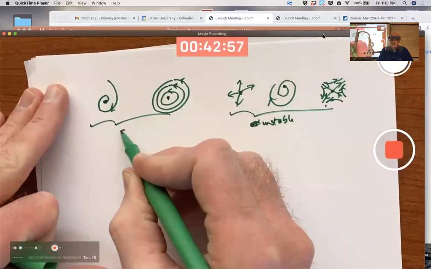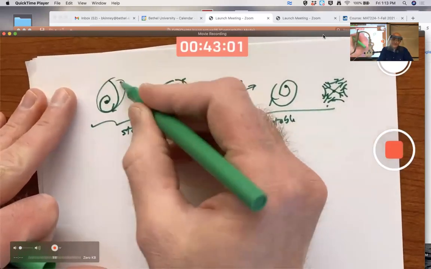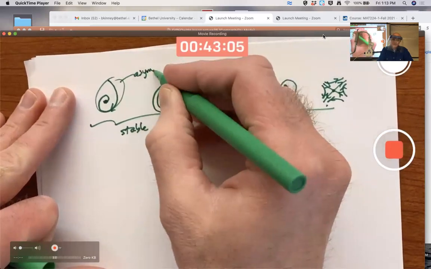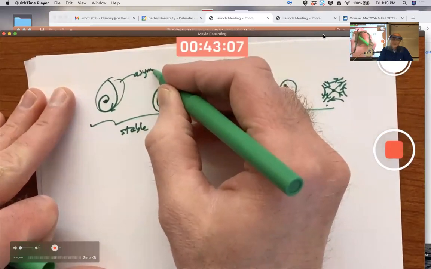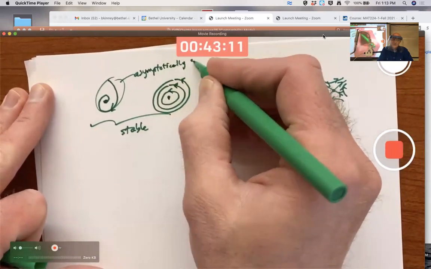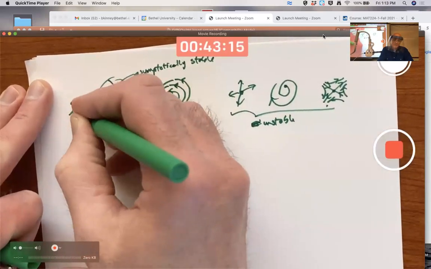These are stable. And this one's asymptotically stable. And I drew it as a spiral sink, but I could have drawn it also as a real sink. Asymptotically. Maybe I also should add a real sink in here.